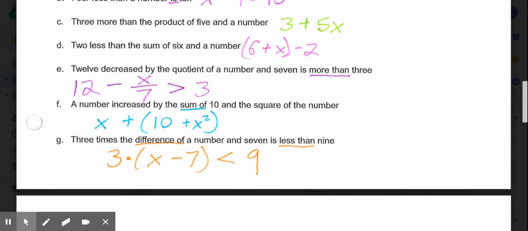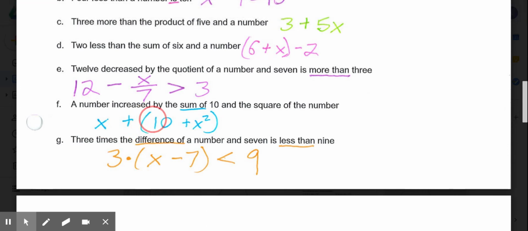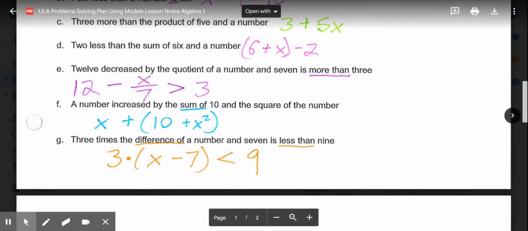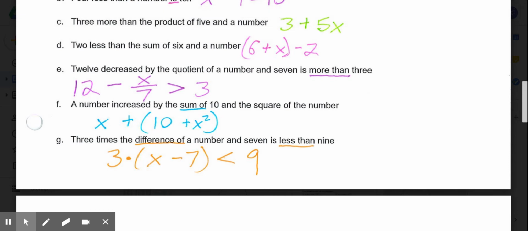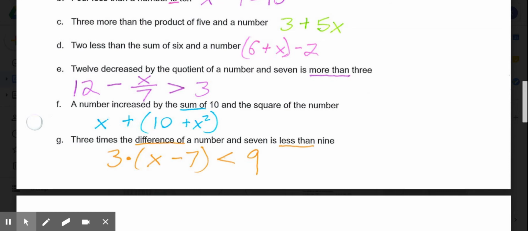In F, a number increased by the sum of 10 and the square of the number. So again, we're back to that sum of, so that part will be in parentheses. A number increased by, so I have to start with x increased by the sum of, so in parentheses, 10 and the square of a number, so x squared plus 10. So our whole piece, x plus, in parentheses, 10 plus x squared, would read as a number increased by the sum of 10 and the square of the number.